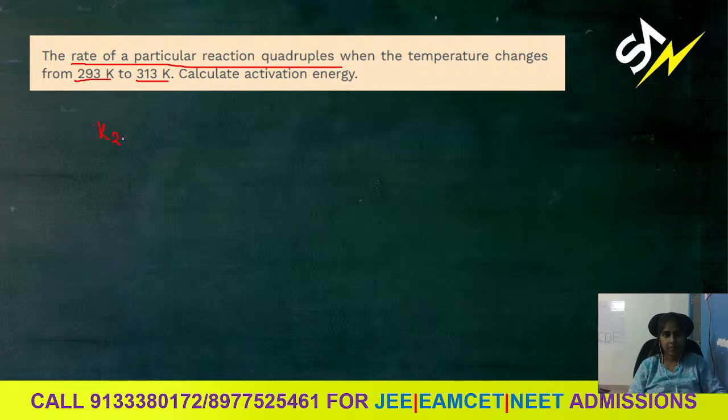K2 is the second rate constant. Here K1 is the first rate constant. Since the rate of reaction quadruples, K2 by K1 is in the ratio of 4:1. That is, K2 by K1 is 4. And the temperatures T1 is equal to 293 Kelvin and T2 is equal to 313 Kelvin.